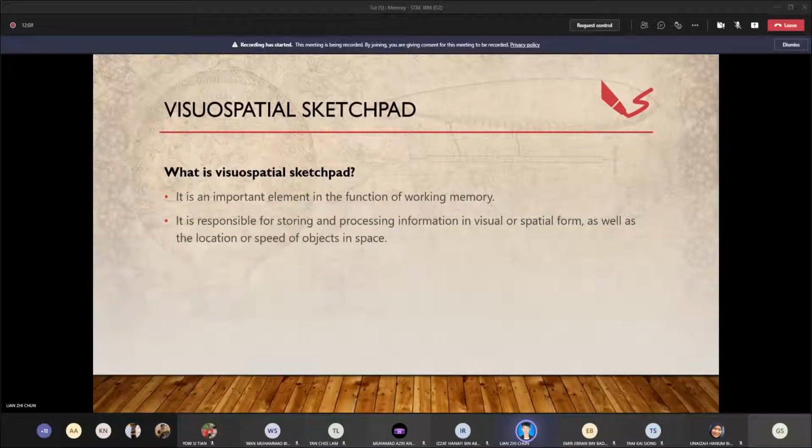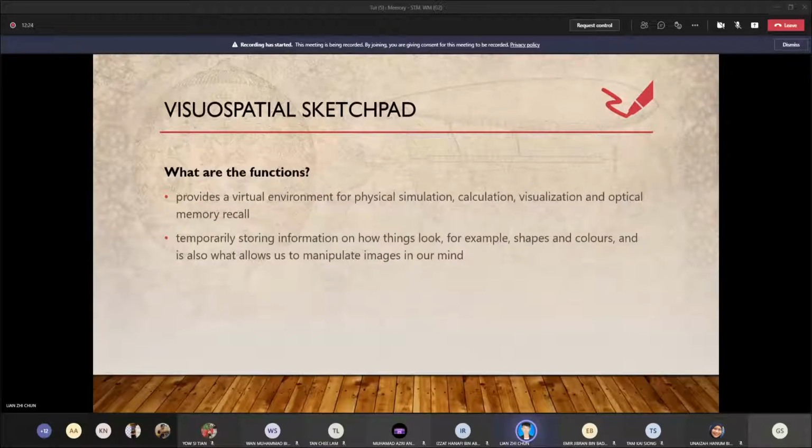The second one is the visual spatial sketchpad. What is the visual spatial sketchpad? It is an important element in the function of working memory. It is responsible for storing and processing information in visual or spatial form, as well as the location or speed of objects in space. Its function is to provide a virtual environment for physical simulation, calculation, visualization, and optical memory recall. It temporarily stores information on how things look, for example shapes and colors, and it allows us to manipulate images in our mind.